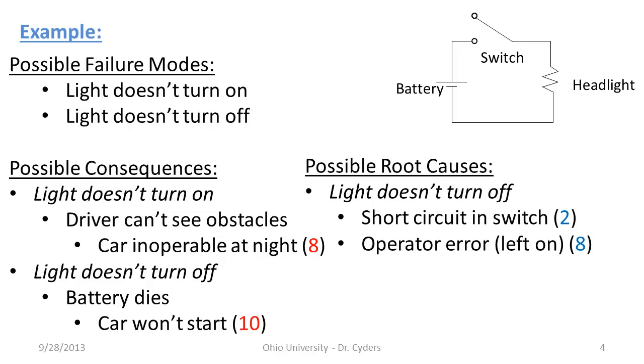So the short circuit, again, not very probable at all. Possible, but not very probable. So we give that a 2. Operator error. It's pretty common for people to accidentally leave their headlights on. And so, not knowing anything else about the system, it's pretty probable that that would happen.